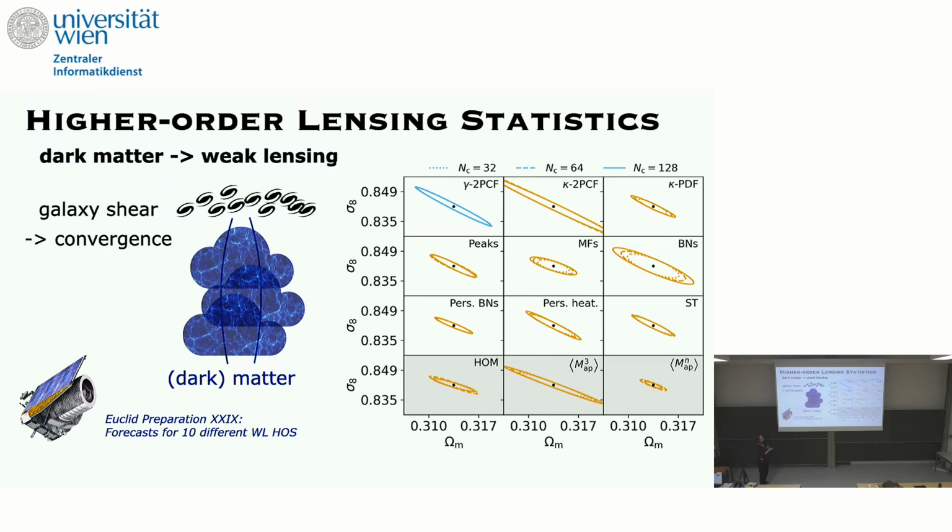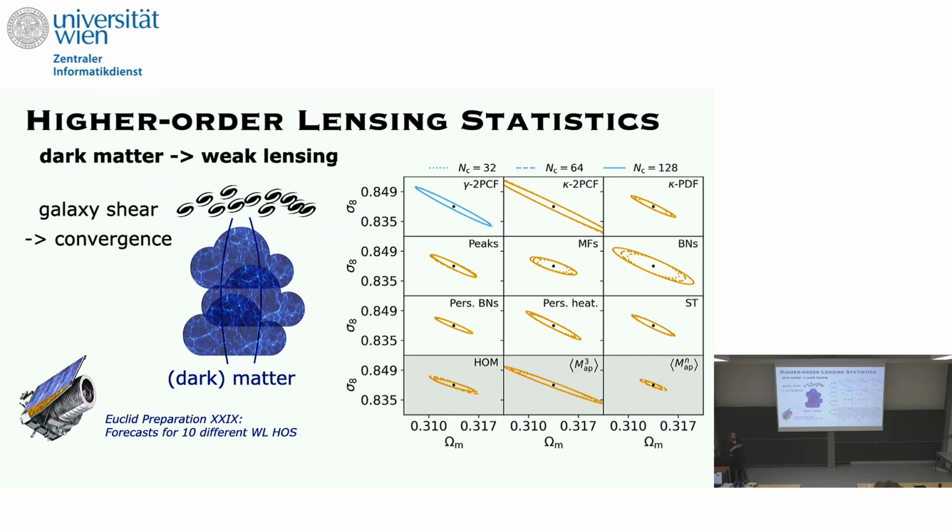information. So here we have the kappa PDF. We have peaks, Minkowski functionals, Betti numbers, scattering transform, persistent Betti numbers, and persistent heat maps. There are also the aperture mass moments that Laila already told you about. They are only grayed out here because this is a Fisher forecast, right? So if you have non-Gaussian likelihoods, this will make this tricky. So this is why they're grayed out here.